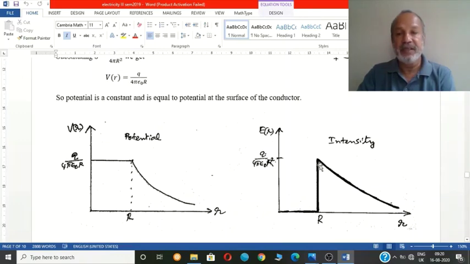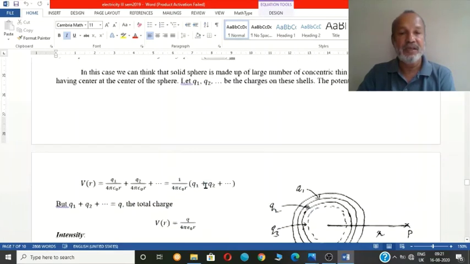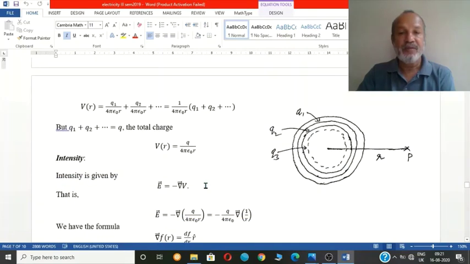And this is the graph of intensity. We derived this using Gauss's theorem, and we have seen that using Gauss's theorem we can prove that inside, the intensity is equal to 0, and outside it behaves like a point charge, q by 4 pi epsilon 0 r square. Now consider a point on the surface or outside the spherical volume charge distribution, r greater than or equal to R. In this case, we use the result for the potential of a shell.